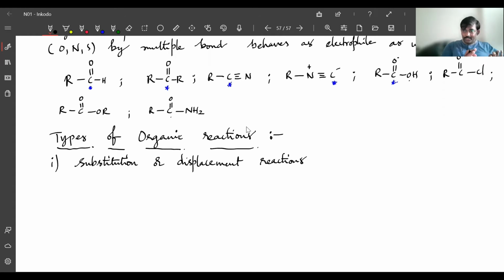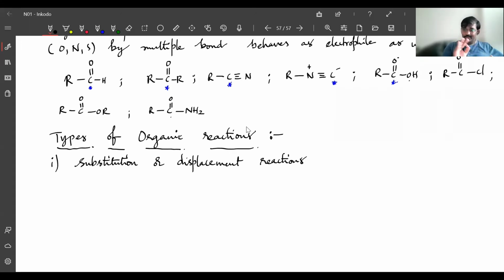If I get an electrophilic ion, an electrophile coming and attacking the substrate, then it is electrophilic substitution. If a free radical is coming and attacking the substrate, then it is free radical substitution. If I have a nucleophilic reagent, so the nucleophile is coming and attacking the substrate, then we call it nucleophilic substitution.